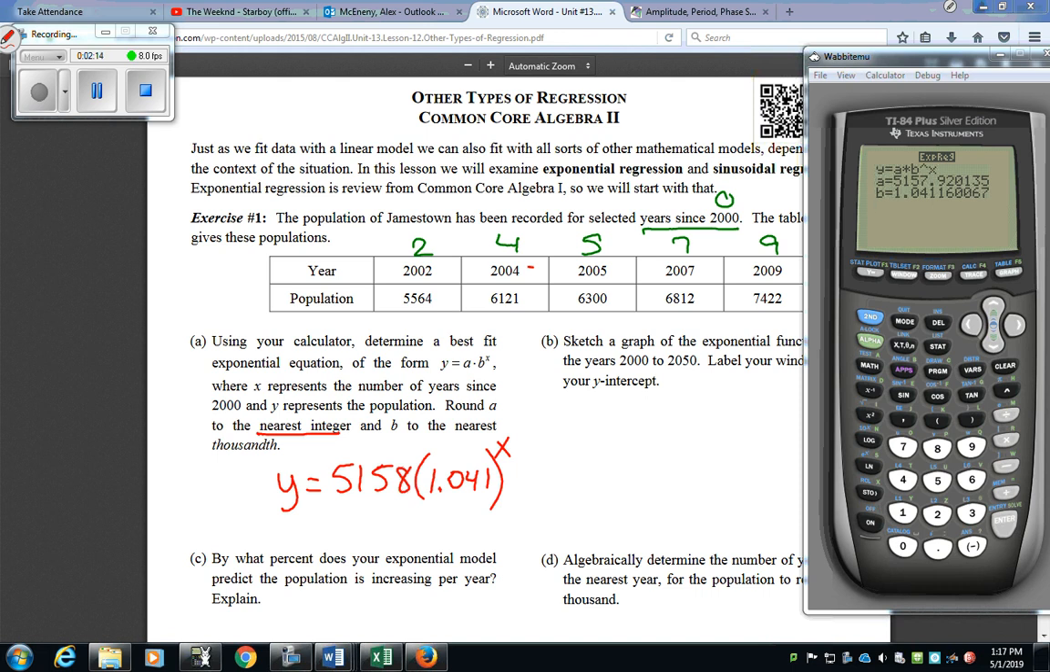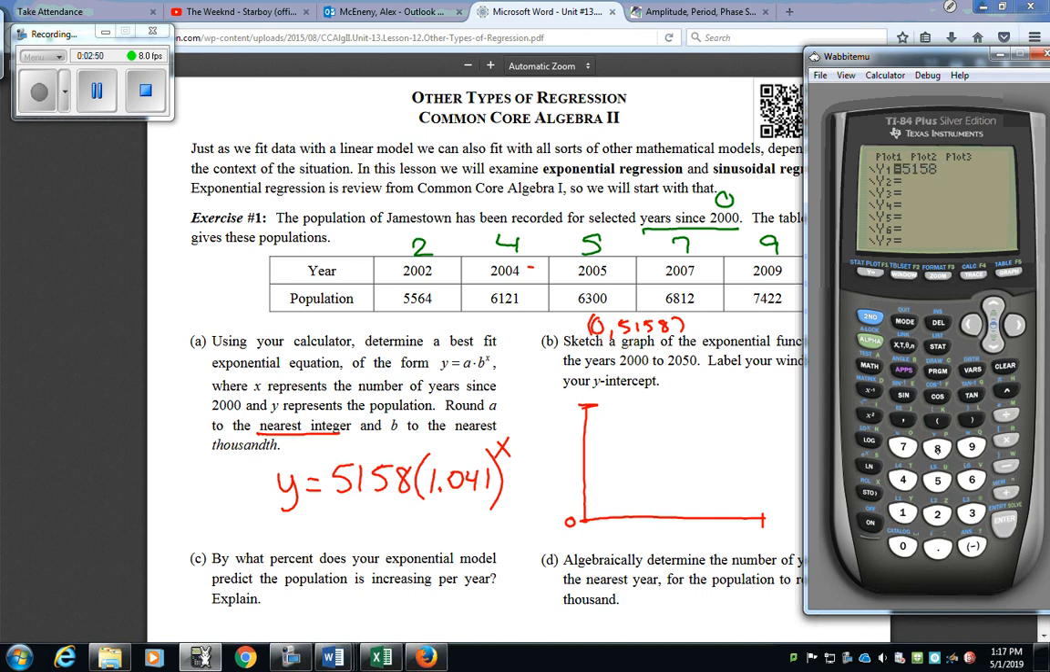Now, for b, they want us to sketch a graph of the exponential function from the years 2000 to 2050, and they want us to label the window and our y-intercept. We're just going to do a basic sketch for this. So here is 0. Now, we got 5,158, so that's going to be our y-intercept, 0 and 5,158. I'm going to put my equation into y equals, so I got 5158, parentheses 1.041 to the x power.